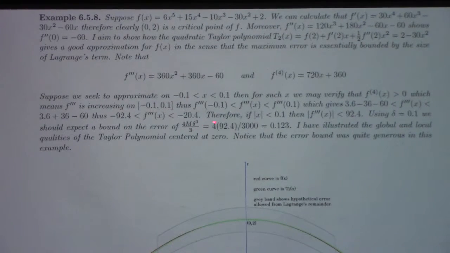Anyway, I find the bound on the error is 0.123, and I actually took a second to make a picture of it. The red curve is the actual function. The green curve is the approximate, and the gray band shows the hypothetical 0.123 error. As you can see, if I worked harder, I think I could get a better one. I mean, obviously my error estimate is very generous, too generous. So I think it's pretty clear you could do a lot better, right?